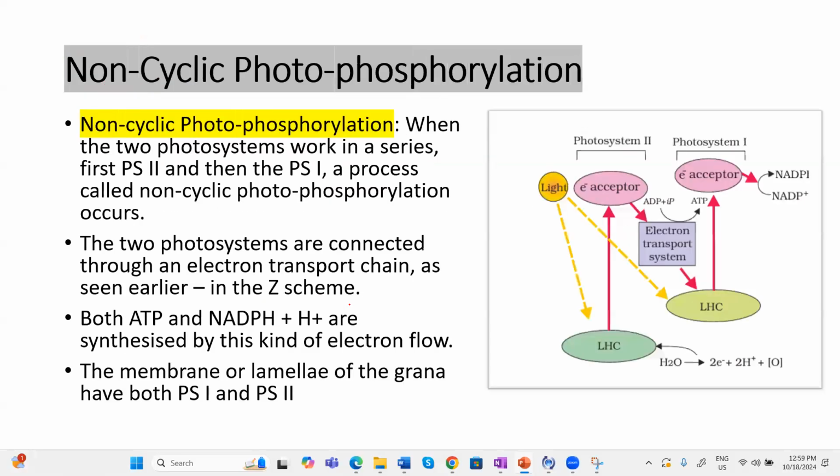So there are two types, depending upon the electron flow. In this case, two photosystems are used, and we will say non-cyclic, because it starts from photosystem 2 through the electron transport chain. It is given to photosystem 1 and finally NADP. That we studied previously. So both photosystems are connected through electron transport. It is a Z scheme because of the shape, and both ATP and NADPH are made here. In this case, the electron which starts its journey from PS2 never comes back to PS2. It is finally given to NADP plus.